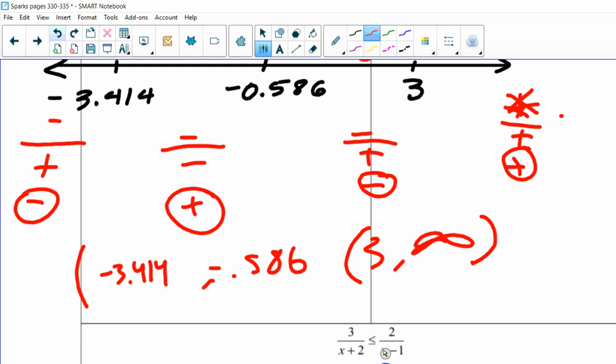There we go. Higher, and upside down. And a bracket on 3. Why is there a bracket on 3? Because it's included. Because 3 makes the numerator 0. There you go.